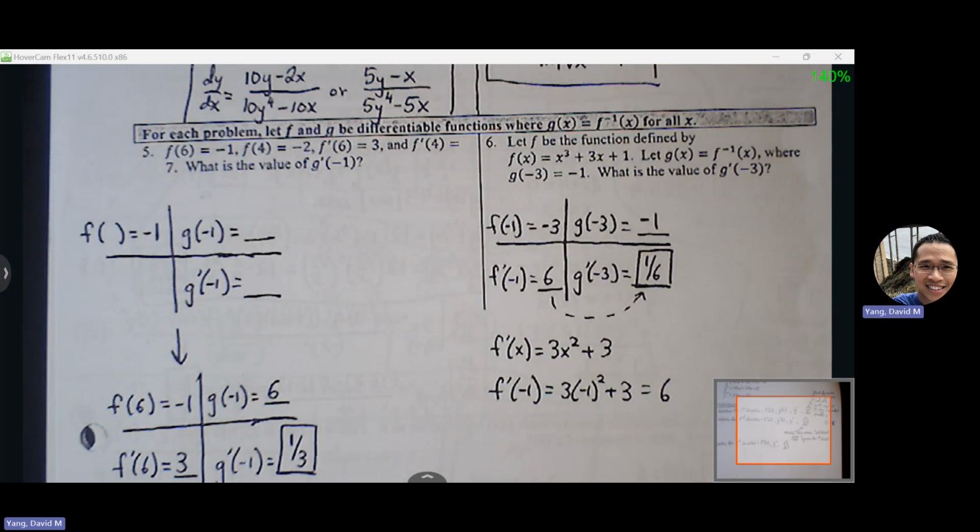Okay, so the slope at 6 is 3. So if this is slope 3, this has to have a slope of 1/3. The only thing you're doing is taking the reciprocal. Don't change the sign. These will always have the same sign. That's right, I always start here and move my way around.